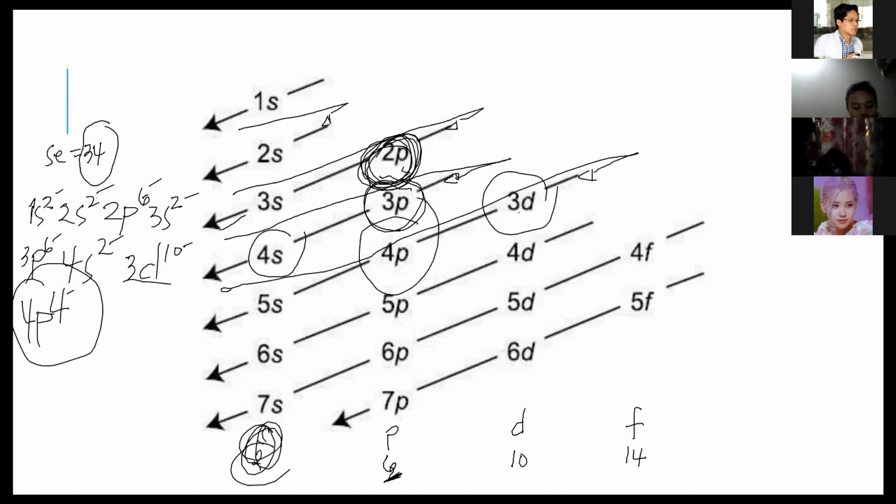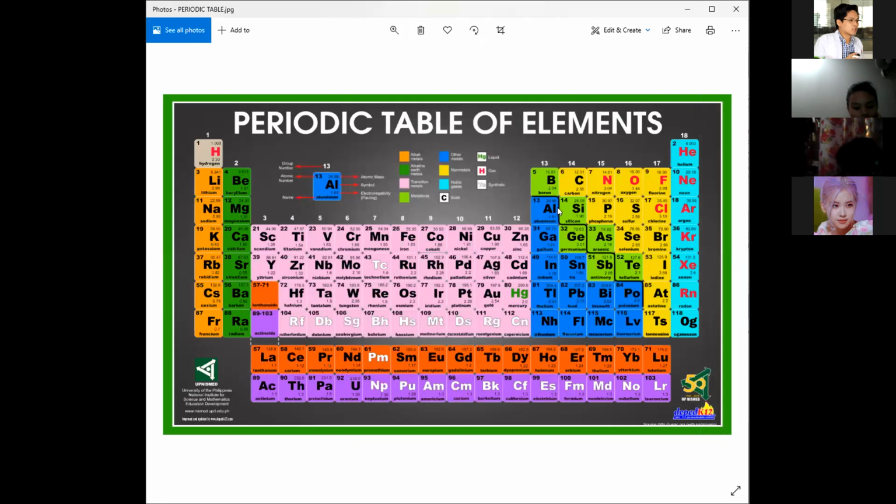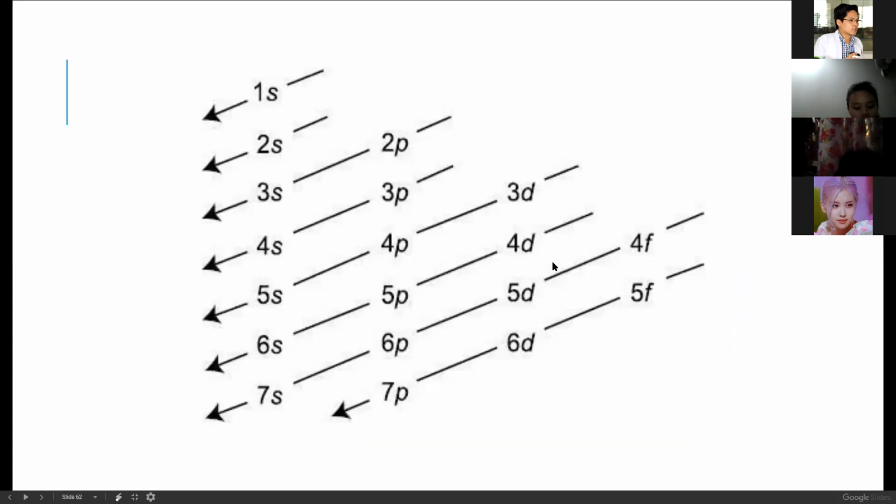Let me share my screen. 4p4. This is p. 1, 2, 3, 4. So it's in 6A, group 4. Let's check if it is in 6A. 1, 2, 3, 4. Okay, it's in 4. Correct. So that is the way we can extract our electron configuration based on the atomic number.